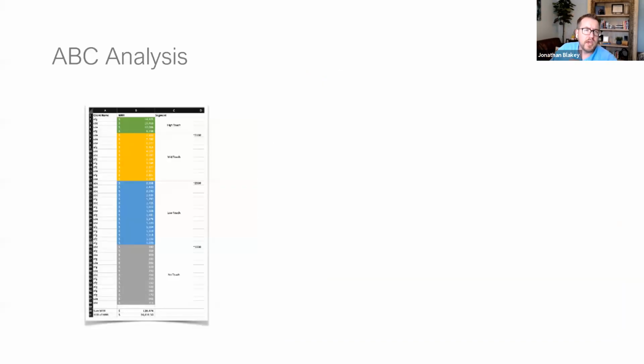So anybody familiar with the ABC analysis? Is that familiar to anyone? So you've heard of the Pareto, the 80-20 rule, and this sort of comes out of that.